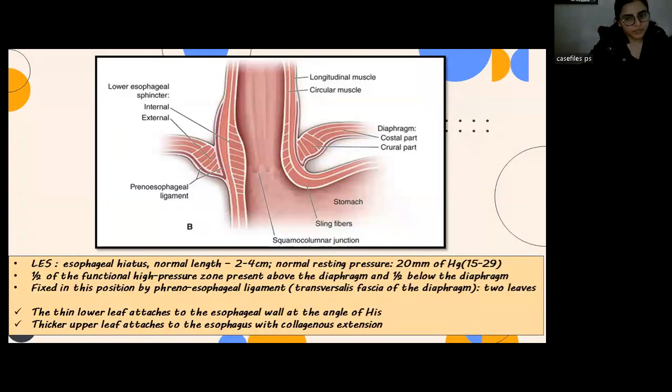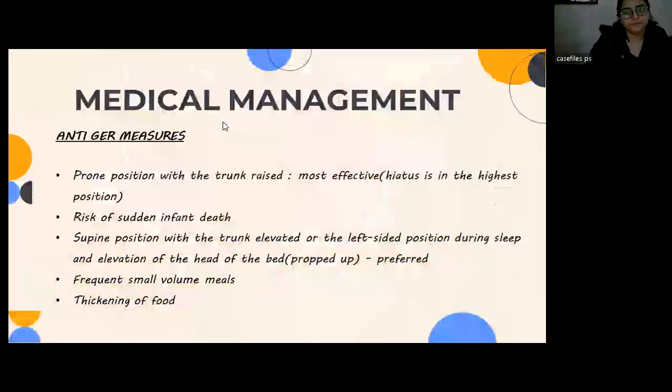Half of this functional high pressure zone is present above the diaphragm level, and half of it is below. It is fixed at this position by the phrenoesophageal ligament, which is a continuation of the transversalis fascia of the diaphragm, and it has two leaves. The thin lower leaf attaches to the esophageal wall at the angle of His, and the upper thicker collagenous leaf is a continuation of the outer collagenous extension of the esophageal wall itself.